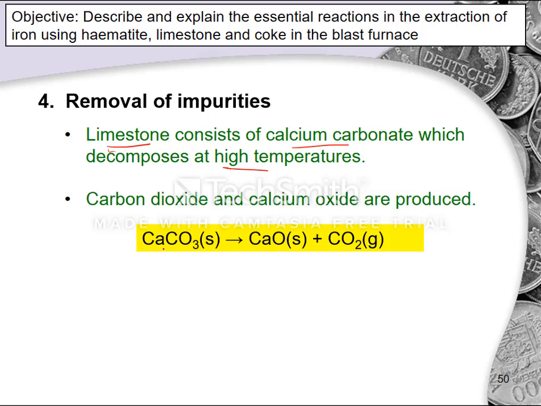So take note, calcium carbonate in solid form breaks down to form calcium oxide, which is also solid, and carbon dioxide gas. And this carbon dioxide gas is similar to the first reaction where the coke burned with oxygen to form carbon dioxide. So this carbon dioxide can actually react with more carbon to form carbon monoxide, which is a useful reducing agent.